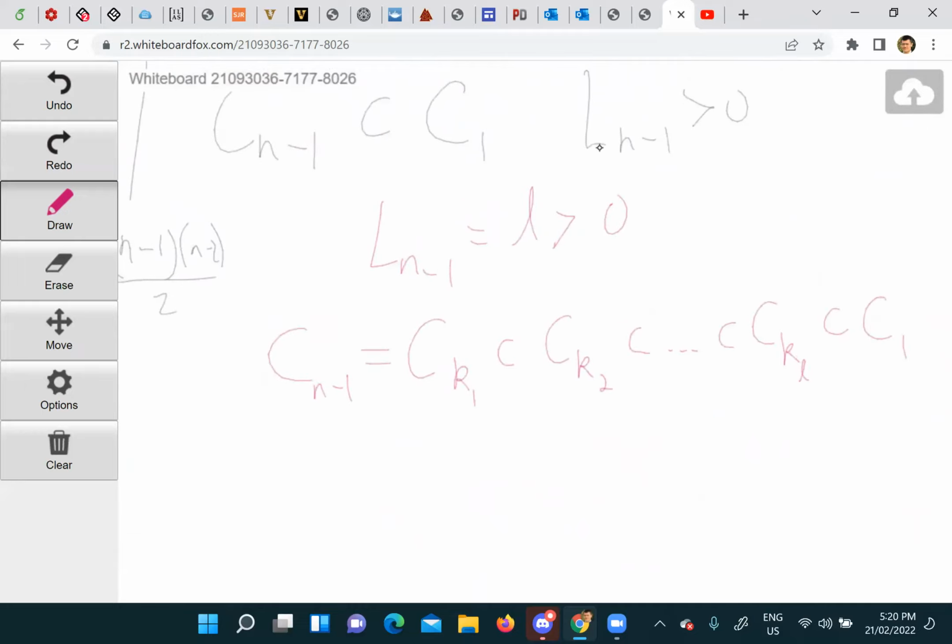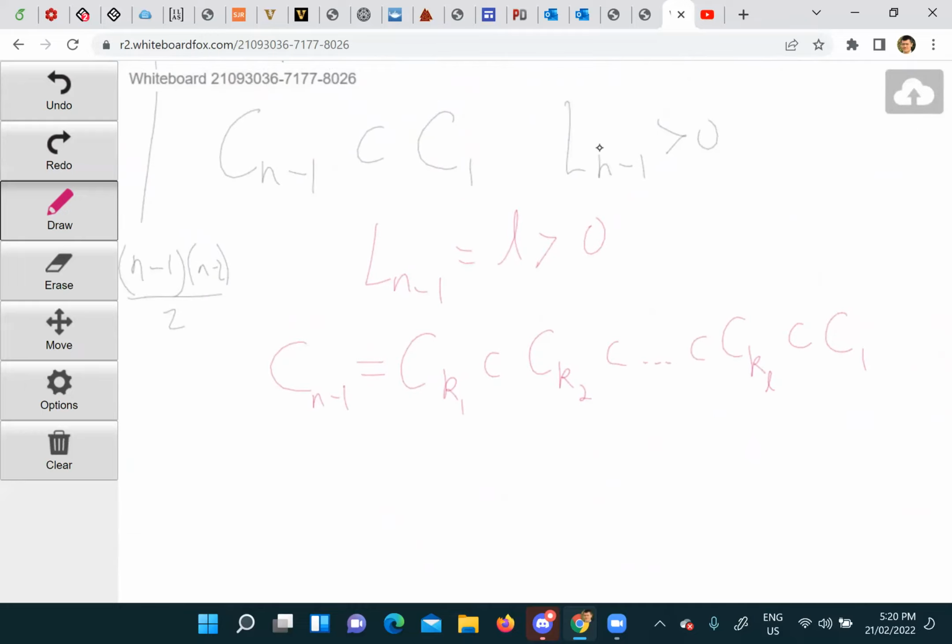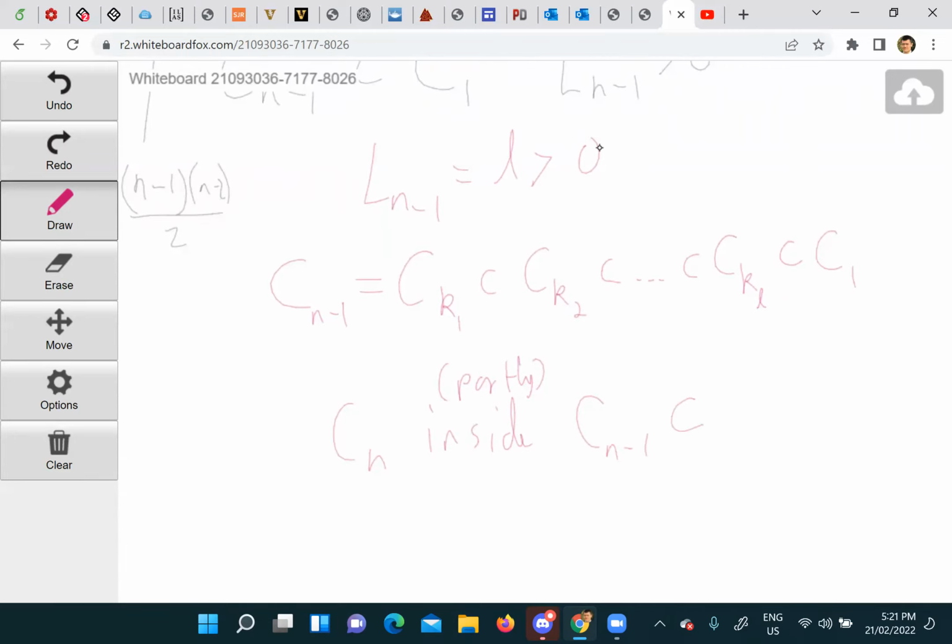Okay, so remember the point was the nth circle has to go through the center of the n minus first circle. So it's got something inside it. And so Cn is inside Cn minus 1, partly inside possibly. It's either completely inside or partly inside, right? But Cn minus 1 is inside all of these circles, right? So which is actually inside of all of these circles.